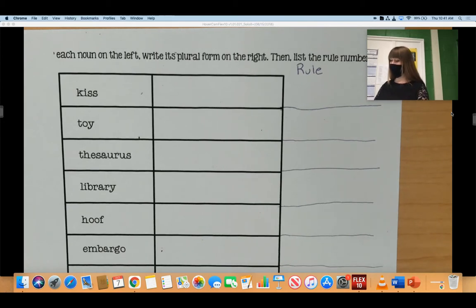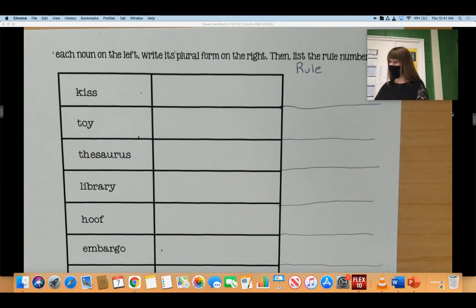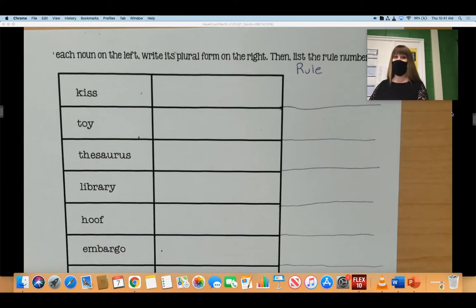This is a formative grade. I will be checking your work on Monday when I return back to school. I'm sorry for not being there today. I do have some personal things that I need to be dealing with.